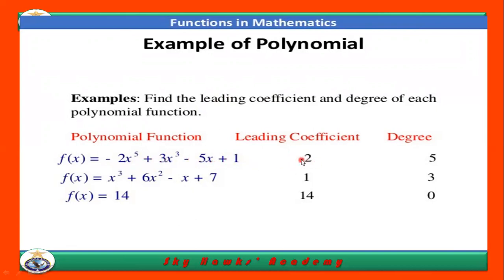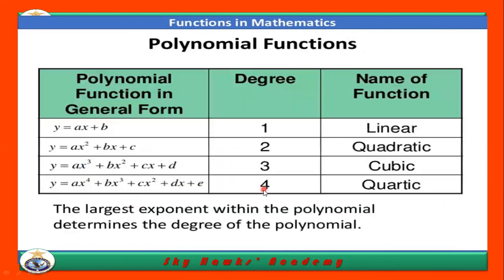So -2 is the leading coefficient. And the degree is the maximum power, so it's 5. So degree is 5. In the second function, f(x) is equal to x cube plus 6x squared minus x plus 7. So the leading coefficient is 1 and the degree is 3. The last function is f(x) equal to 14. So the leading coefficient is 14. The degree is 0 because there is no x. So this is all about the example with the explanation.